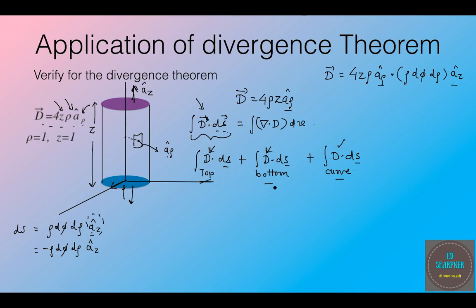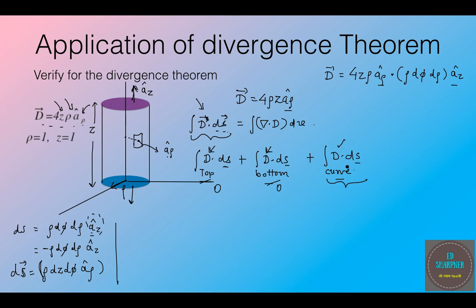So basically top and bottom surface integrals would be 0 in this case. Now the only thing that is remaining is D dot dS along the curved surface. For the curved surface, the dS vector is given by rho dz d phi in a rho cap direction. More on this in the coming videos, how to compute the elemental area. So remember this for now.